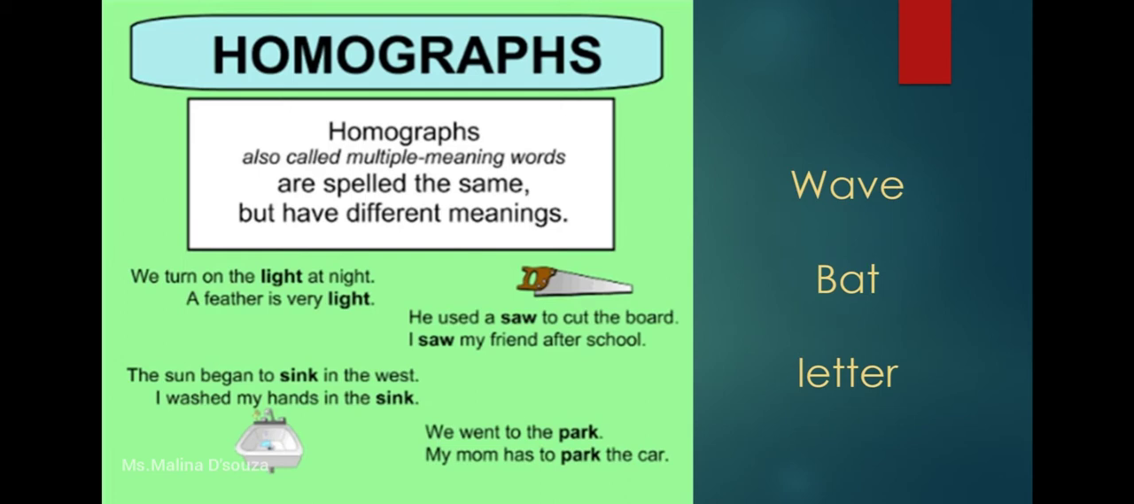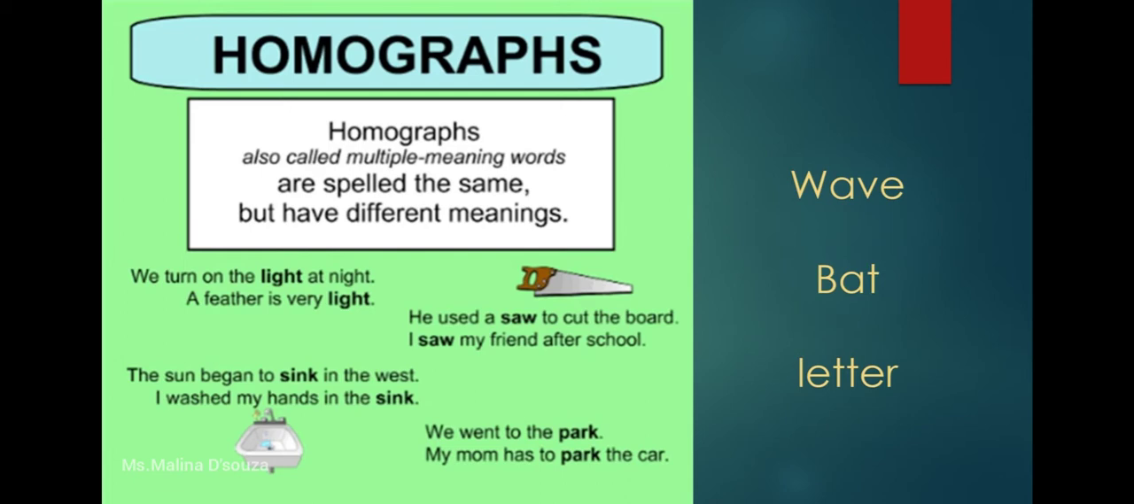So let us understand this with an example. Here we turn on the light at night. A feather is very light. So in the first meaning, light means roshni. In the second sentence, light means halka. A feather is very light, matlab halka.